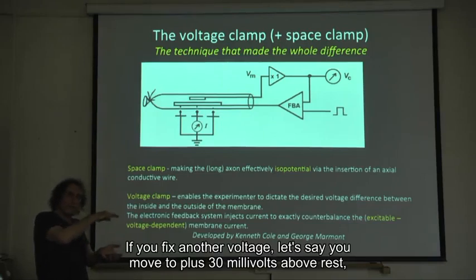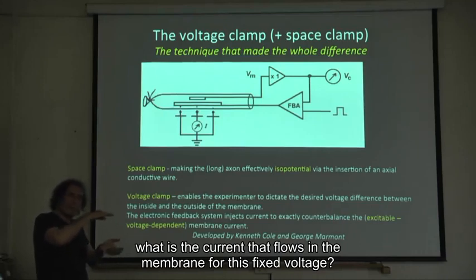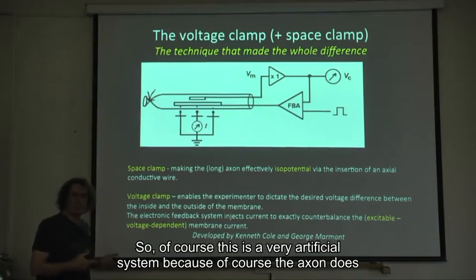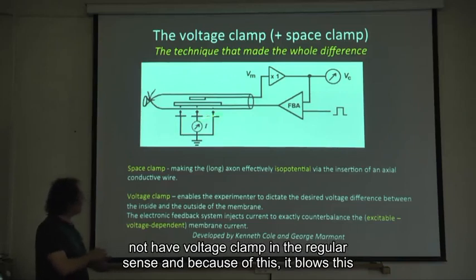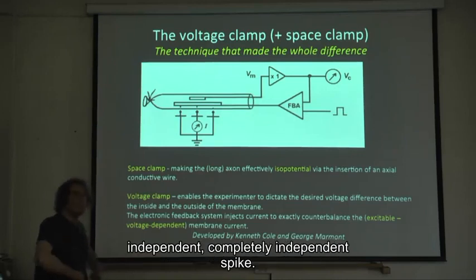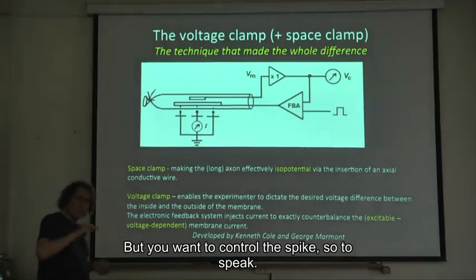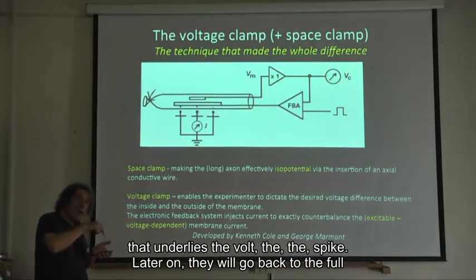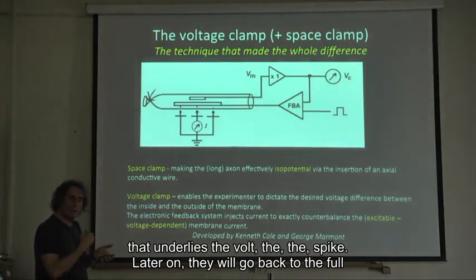If you fix another voltage, let's say you move to plus 30 millivolts above rest, what is the current that flows in the membrane for this fixed voltage? Of course, this is a very artificial system because the axon does not have voltage clamp in the regular sense, and because of this, it blows this completely independent spike. But you want to control the spike, so to speak. You want to control the voltage, fix the voltage, and then measure the currents that underlie the spike.